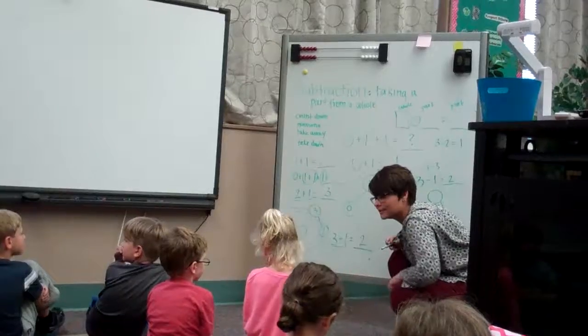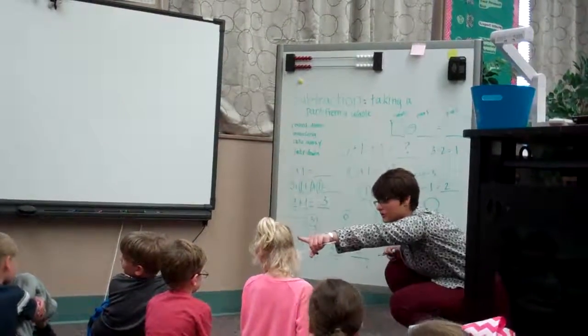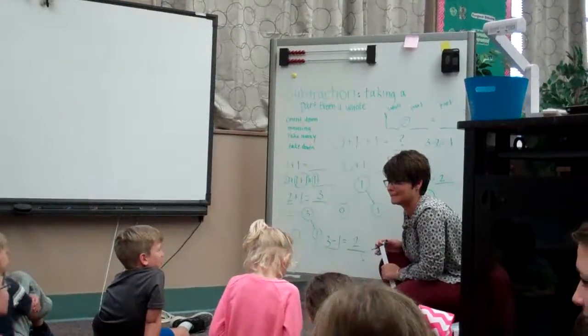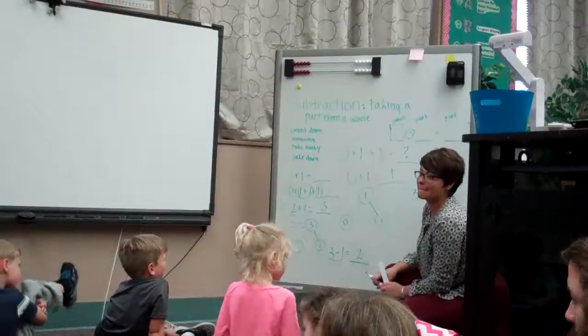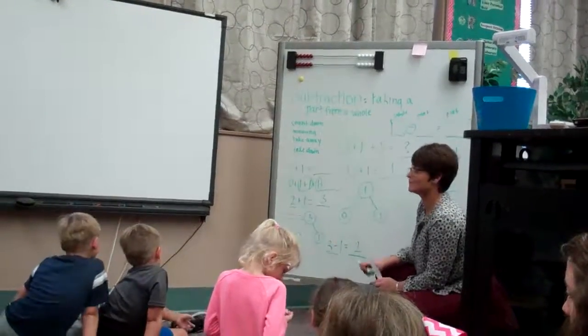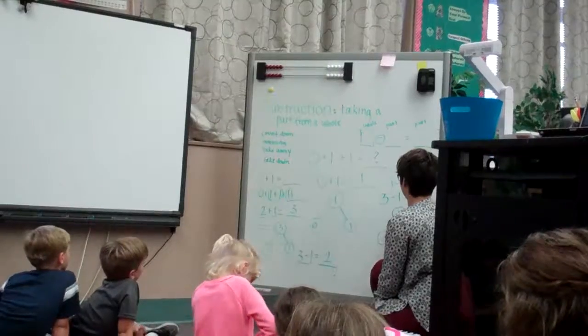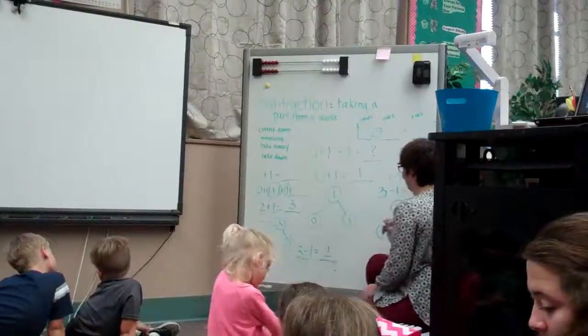10 minus 10 equals 0. 1 minus... that's not negative. Okay, so then our number bond would look like that.